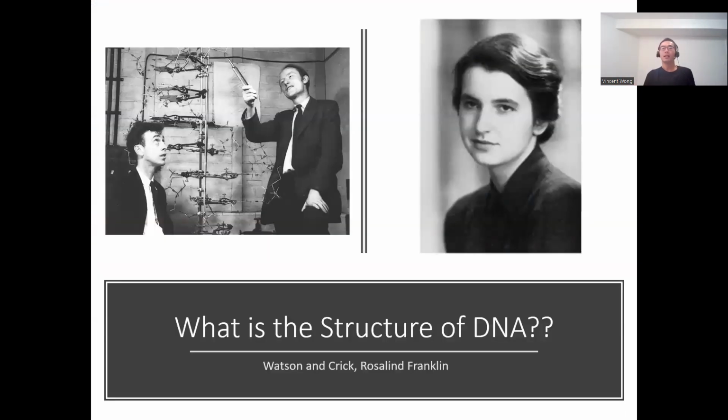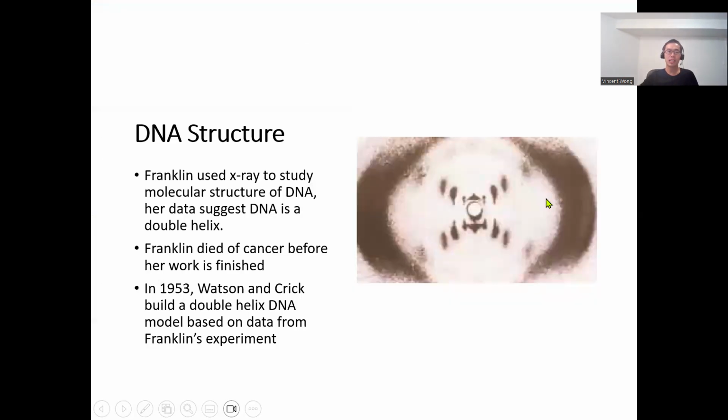Okay. So now that people know it's DNA that's responsible for being the genetic material, there was a race to try to figure out what DNA looks like. And there are some scientists that contributed to that. The majority of the work was done by Rosalind Franklin. She used X-ray to study the molecular structure of DNA. Based on her X-ray data, she was the first to show that the DNA is likely to be a double helix. But unfortunately, she died of cancer before she could finish her work.